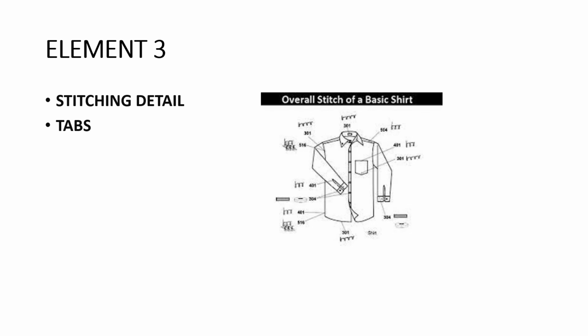Now element 3 also talks about the stitching details, how different panels are stitched together. So stitching details, then the tabs, what is used in the garment. So those are also covered under this element 3. In the figure you can see how different panels are stitched together and different tabs are there inside it.